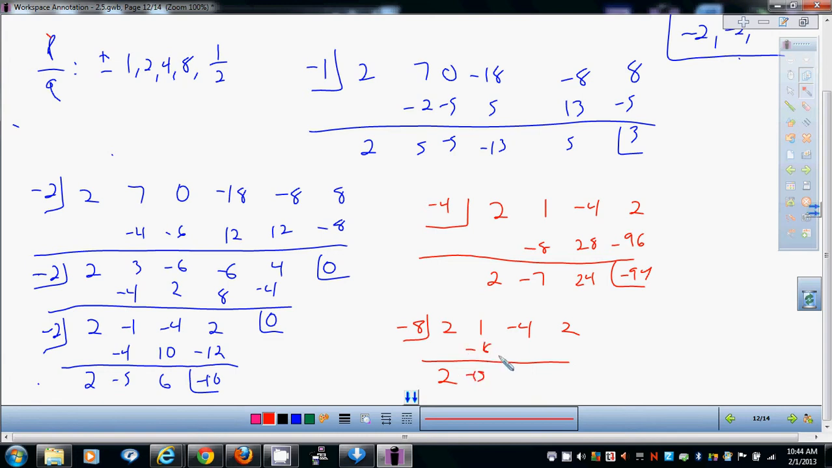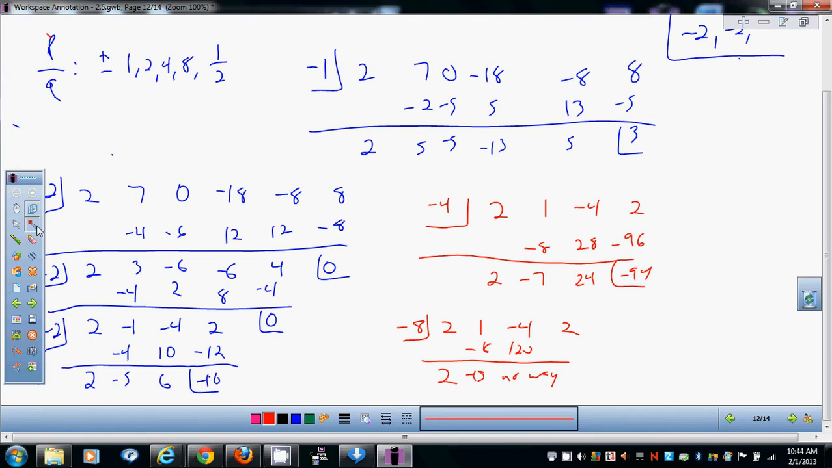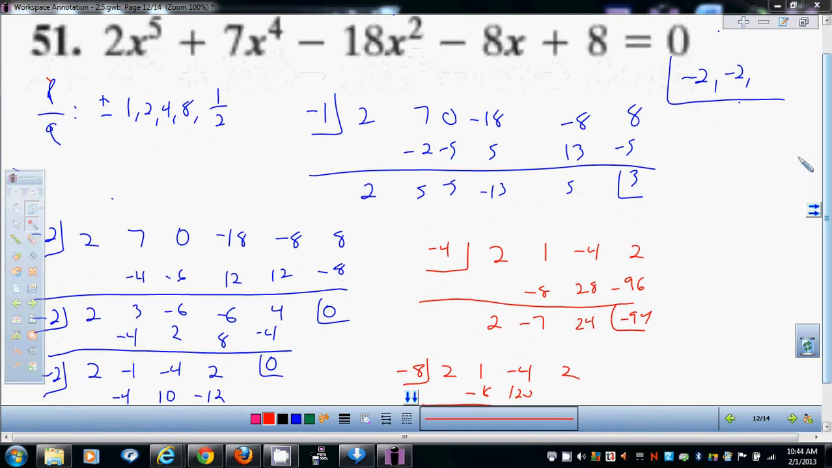You said positive 1/2? Marco! You said positive 1/2? Thanks. That makes me happy. All right. 1/2. 2, 1, negative 4, 2. Teamwork is awesome. Drop the 2. Multiply. Add. Multiply. Are you sure?